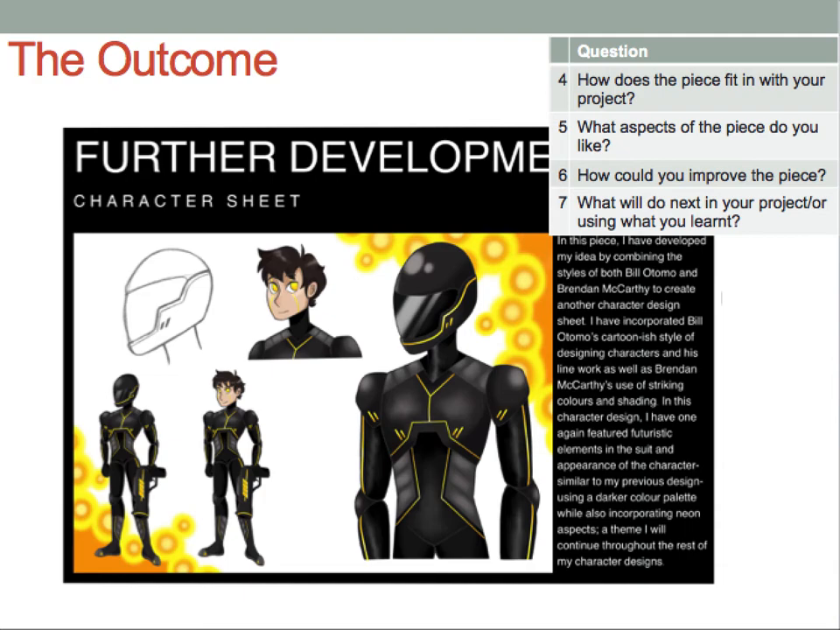What aspects of the piece do you like? Well, I really like the black and the yellow. It makes me think of a wasp. So is he part of an army? I don't know. Is that intentional? But that's what I think about when I see these colours. How could you improve it? Well, it might be nice to be a bit more elaborate with some of the design on the helmet. It's a little bit simple. It's a bit too similar to the original example that I was shown. So could that be something you do? And you could show me that on this page also.